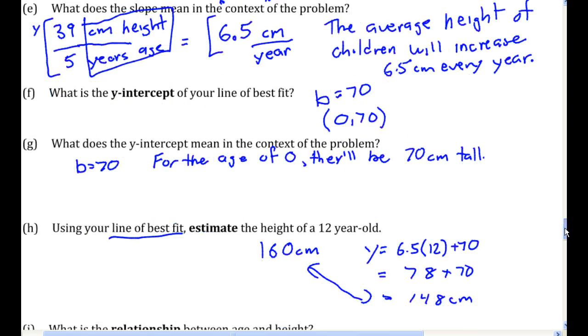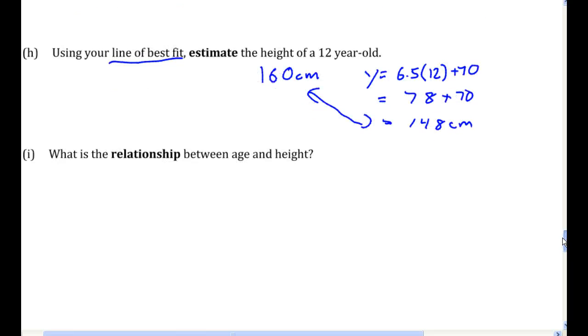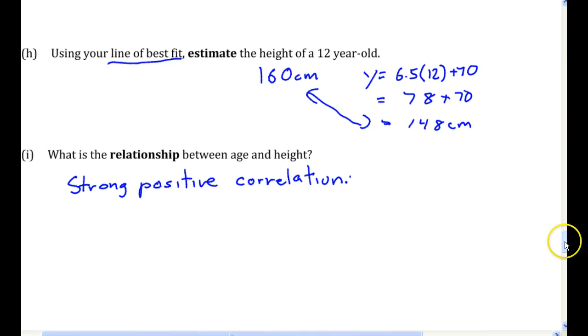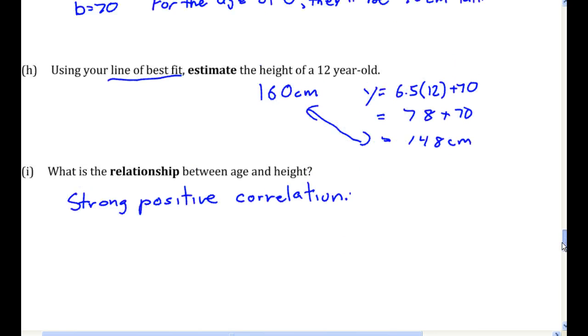Okay. So what kind of relationship do these data have? If we went back to the graph, you could probably describe this as a strong positive correlation. That's the most direct way to describe this. There's a strong positive correlation because the data is so close together in a positive way. As one goes up, as the age gets higher, so does the height.